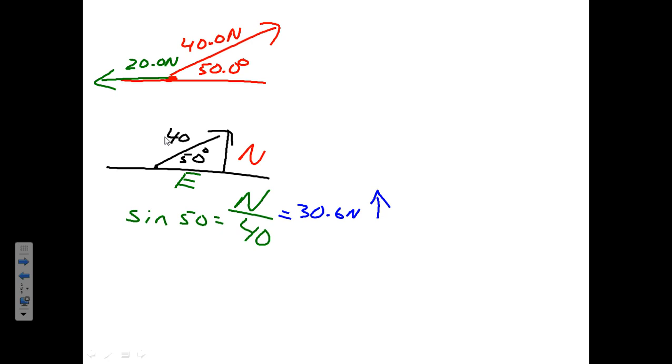Now I do the same thing for the horizontal component, the east component, except I don't use sine, I use what? Well, I could use Pythagorean theorem, but it's faster here just to use cosine. Cosine of 50 equals adjacent over hypotenuse. So I'll just go cosine of 50 times 40, and I'll get 25.7. That's 25.7 newtons going to the east.